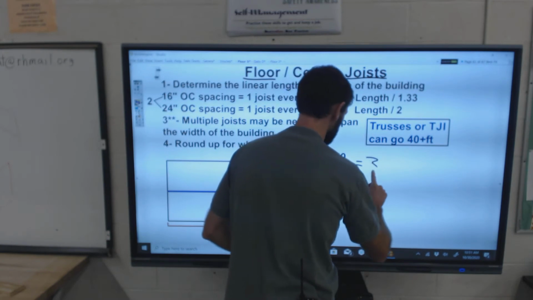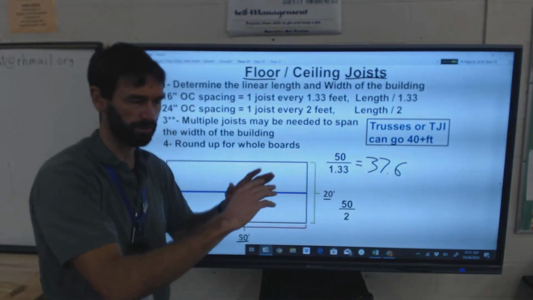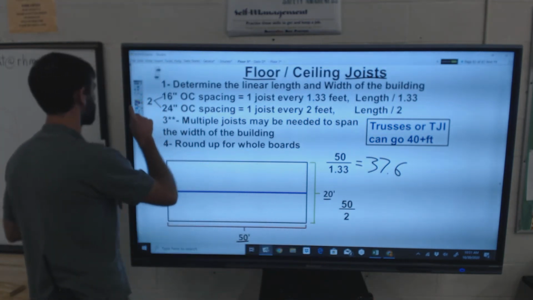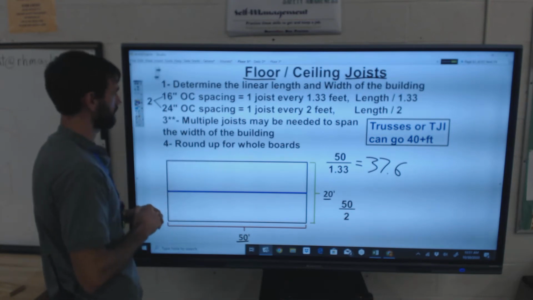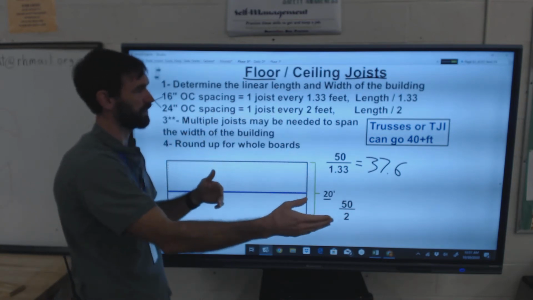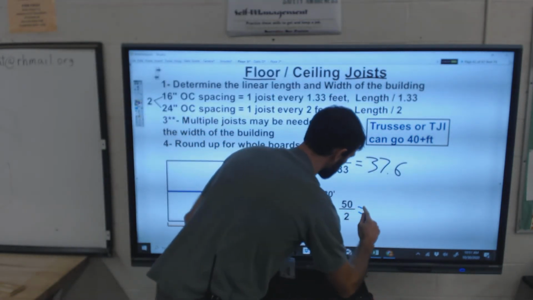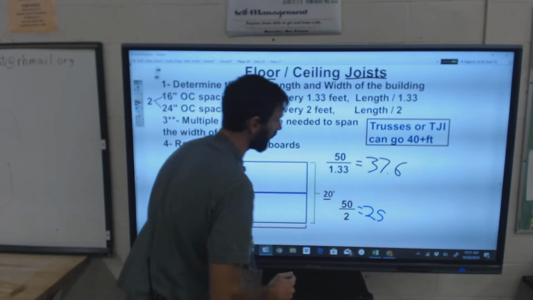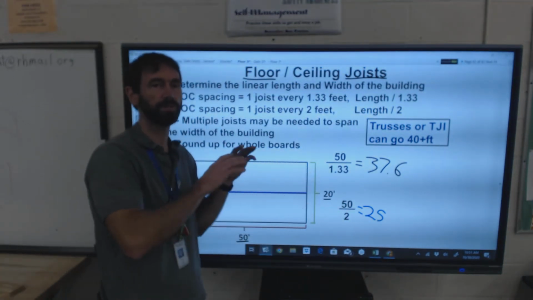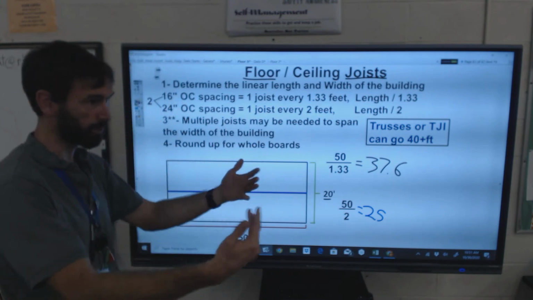From memory, I think this is like 37.6. And it might have other decimals. 37.6. Right? Now, let's take a look at 24 inch on center spacing. If you're running 24 inches on center, that's 1 joist every 2 feet. So you take length divided by 2. 50 divided by 2, 25. So that's pretty easy, right? But it's not always going to be this cut and dry. I'm just making it simple just so that y'all can get the formulas in the process.